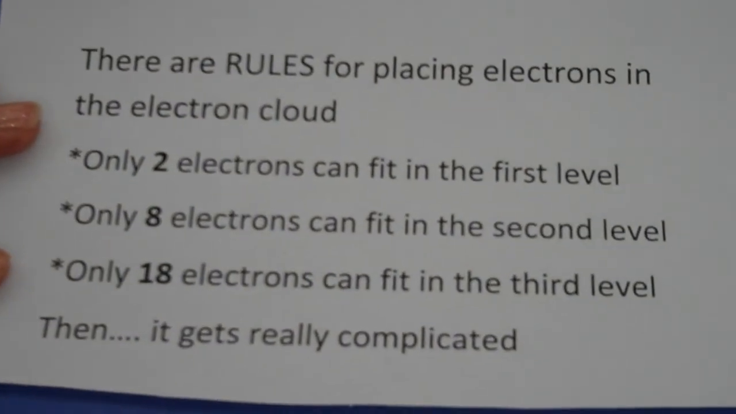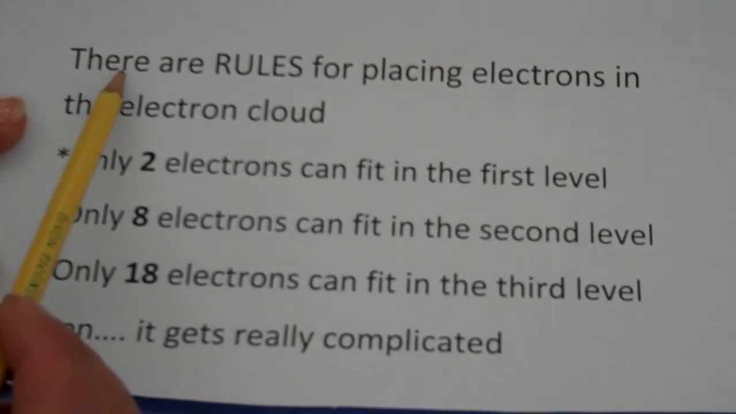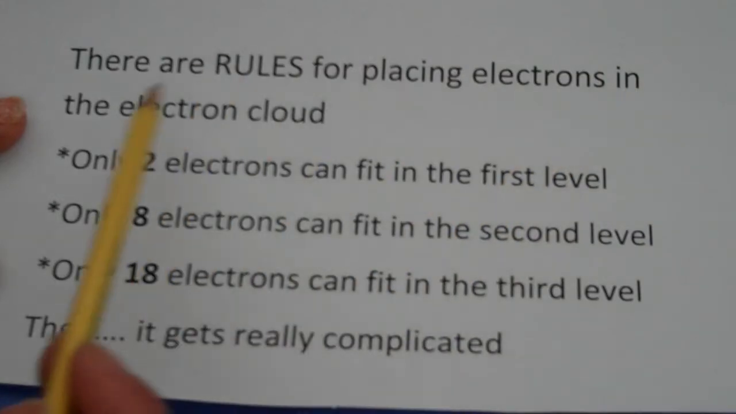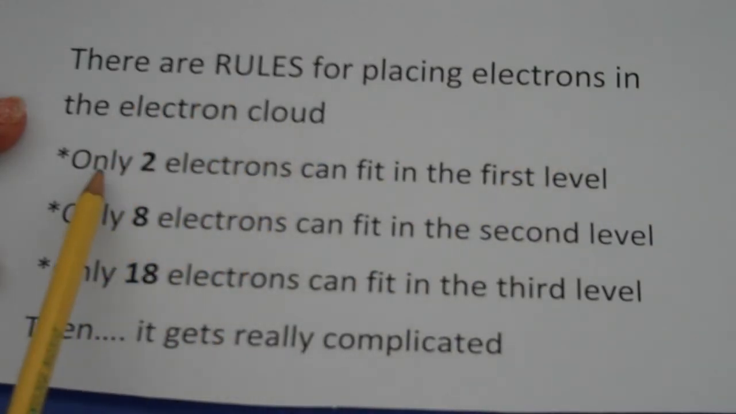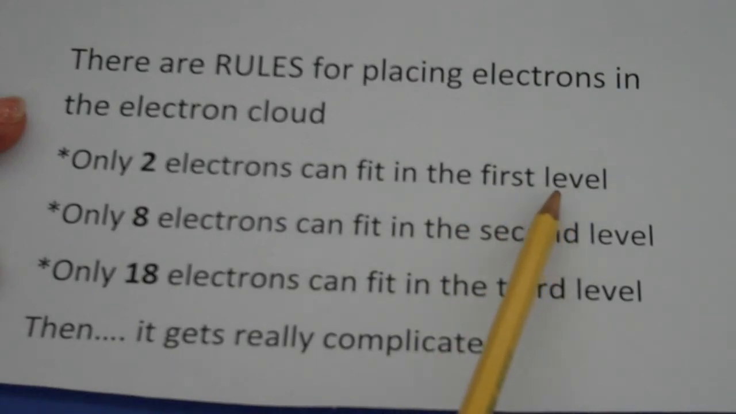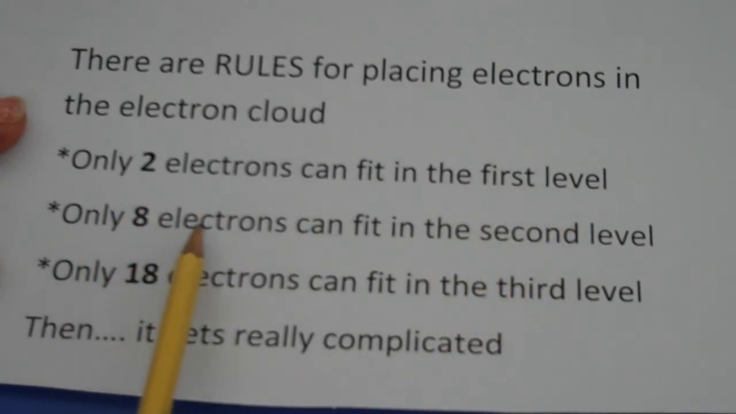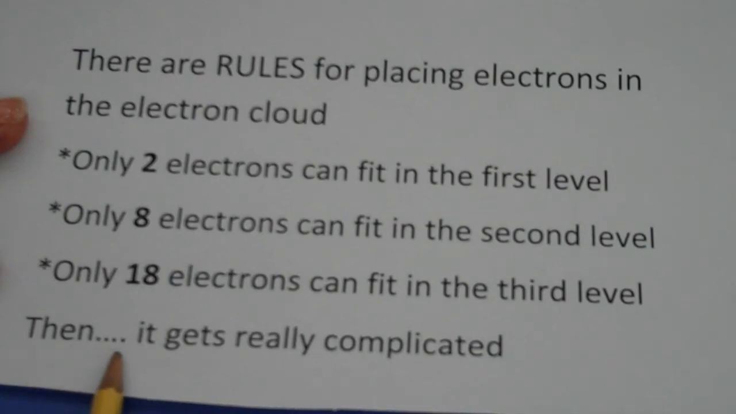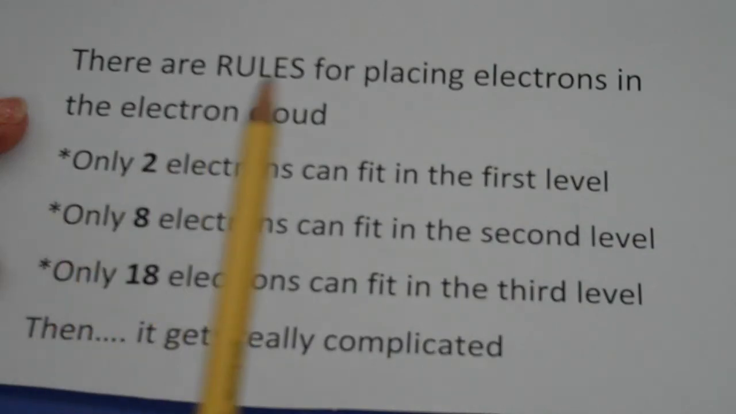The last thing to tell you is a rule. There are rules for placing electrons in the electron cloud. Only 2 electrons can fit in the first level. Only 8 electrons can fit in the second level. And only 18 electrons can fit in the third level. Then it gets really complicated. So for our class, we're going to just work with these first 3 levels.